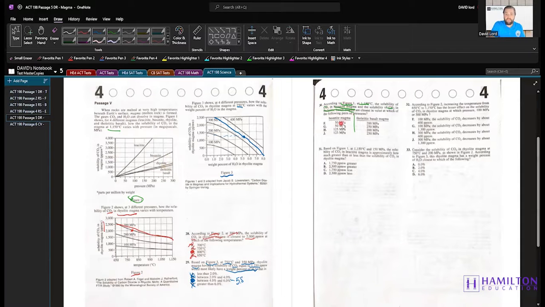So at 50 MPa for the basanite magma, that would be right around here. And the tholeiitic would be at 200 MPa, which is right about here.